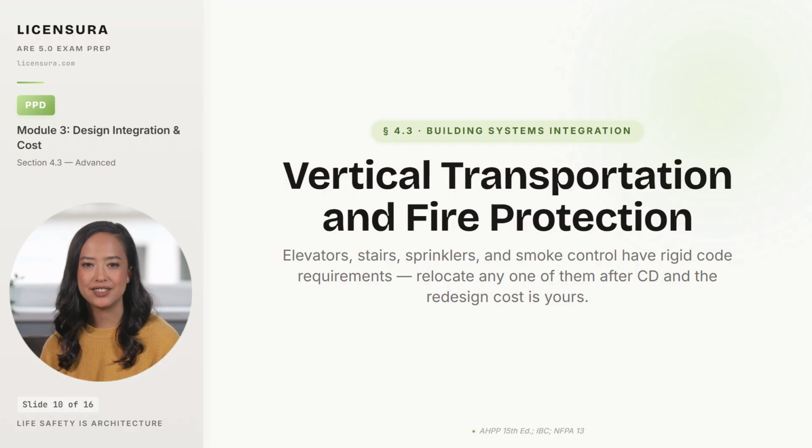The exam asks the same question over and over. When do you fix the location of the stair, the elevator, and the sprinkler risers? And the answer is DD, not CD. 6 systems carry hard architectural impact. Know the integration issue for each before DD.